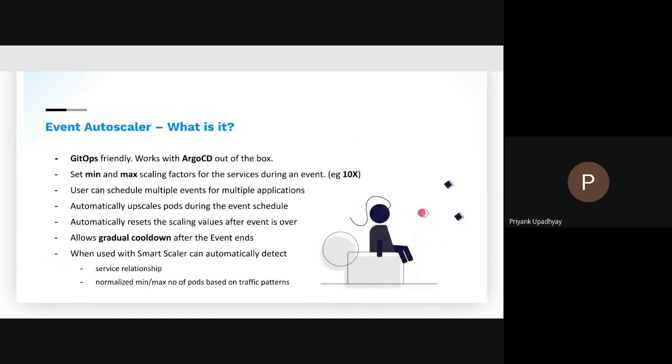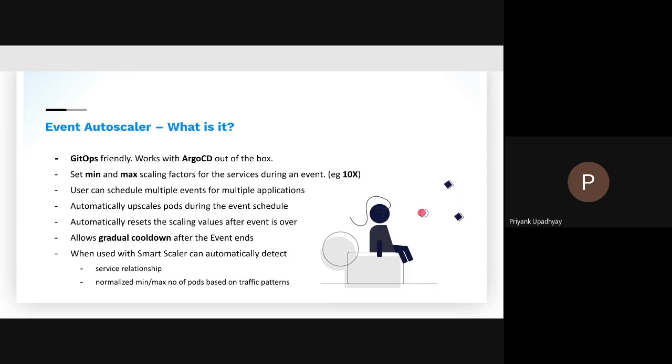Now, Avesha came up with a solution for this. So let's see what an Event Autoscaler is. Event Autoscaler is a GitOps friendly solution which works with Argo CD out of the box. We use scaling factors like 10x, 20x to identify the increase in traffic and accordingly scale our applications. We can schedule multiple events and multiple applications within a cluster.